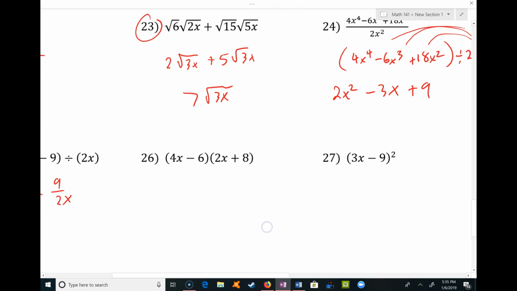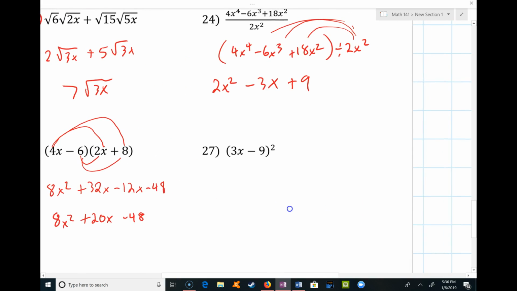Here's another application of the distributive property. Here I have a parenthesis times a parenthesis with multiple terms inside. That means I got to multiply everything in this parenthesis, every term in this parenthesis, by every term in that parenthesis. So that means I need to multiply 4x times 2x and 4x times 8, 6 times 2x, 6 times 8. So that would give me 8x squared plus 32x minus 12x minus 48. If we combine like terms, we get 8x squared plus 20x minus 48.